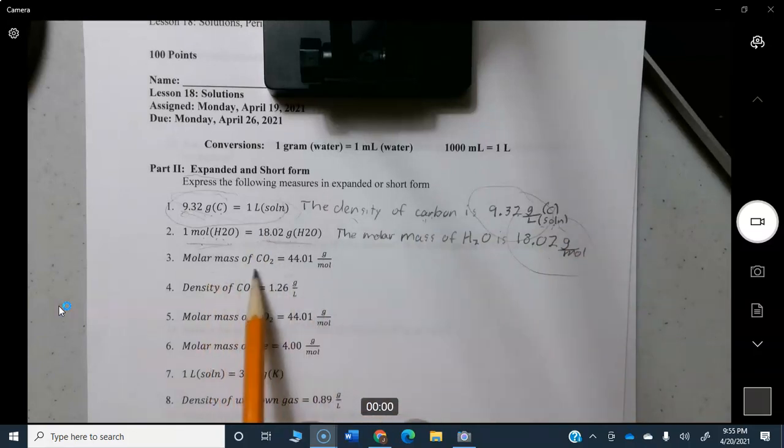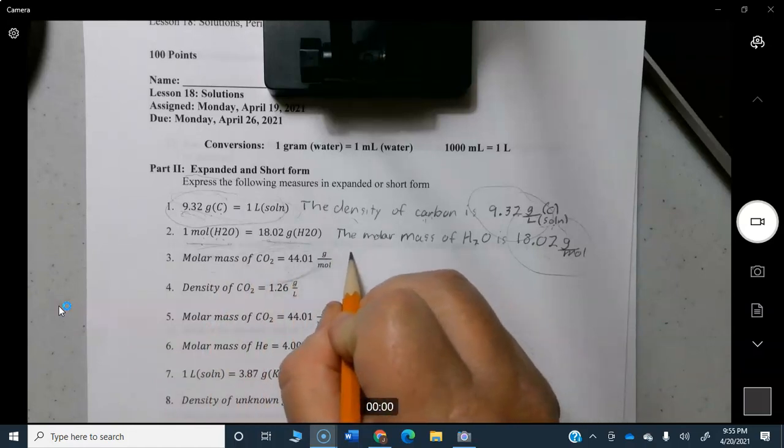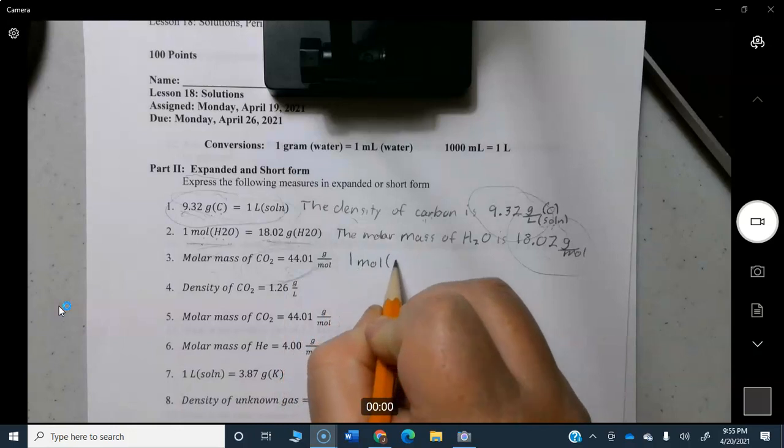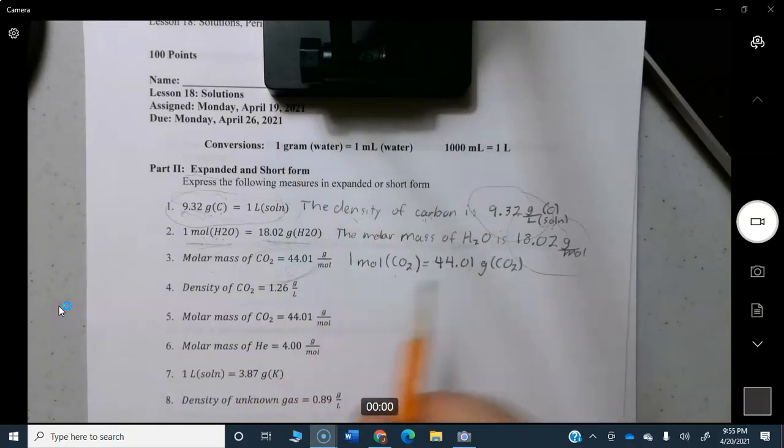Okay, what about this one? What would this one be? So now I'm asking you to go in the other direction. The molar mass of CO2 is this, so you could write this. You've seen this one a lot of times before, right? Okay, so that's the expanded form, and that's the way you're used to seeing it. So now you can turn that into a ratio in your stoichiometry problem.